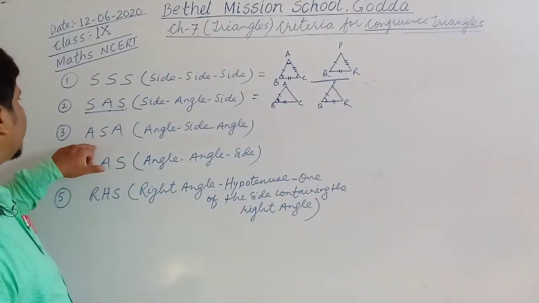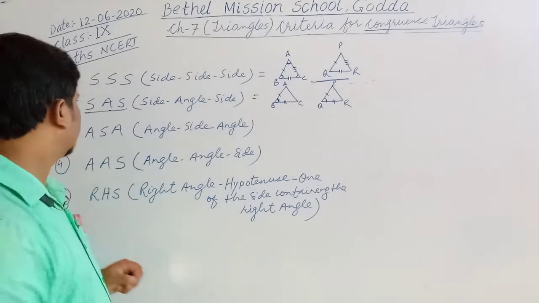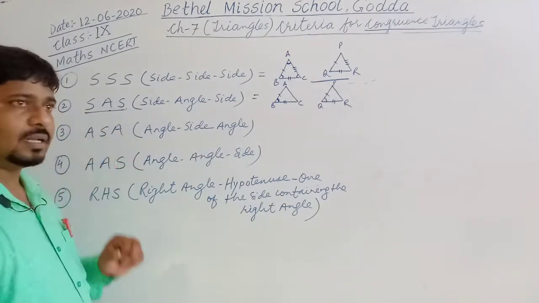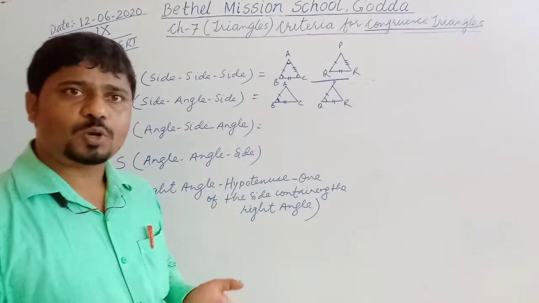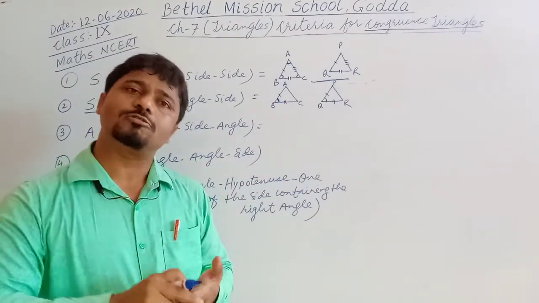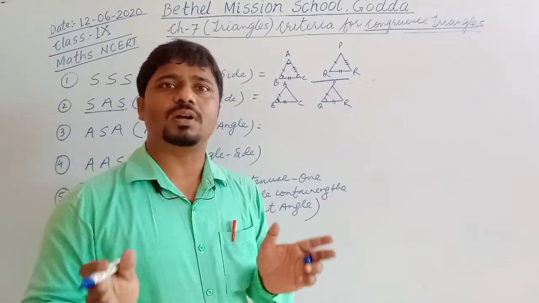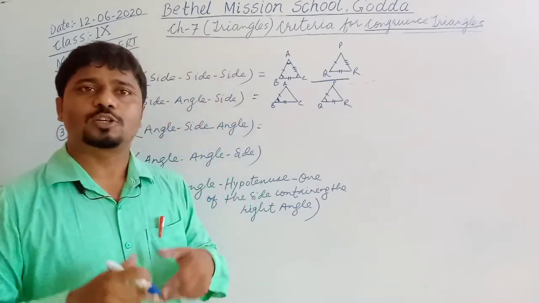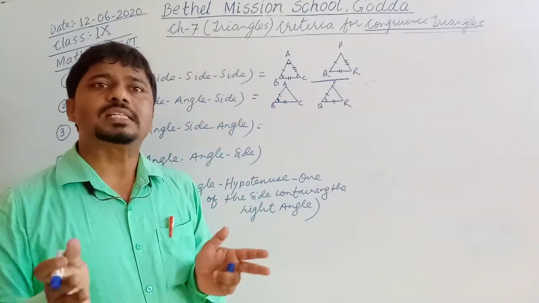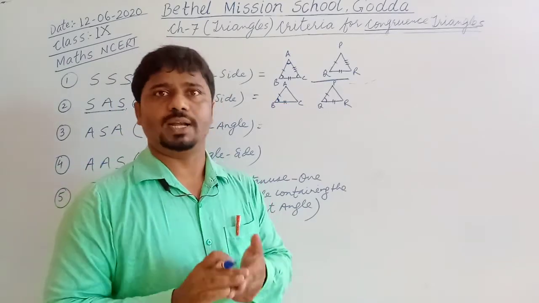Third criteria is ASA, angle side angle. There is also meaning. It means if two angles and included side of one of the triangle are correspondingly equal to the two angles and included side of another triangle, then the two triangles are congruent.